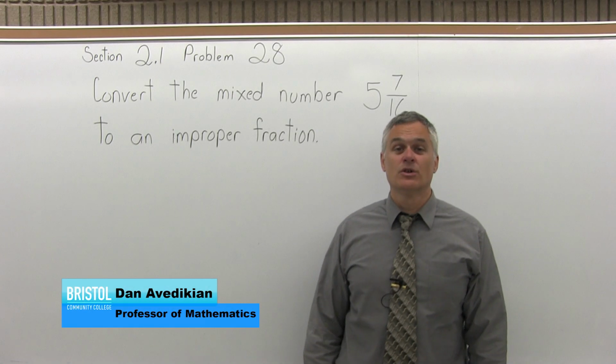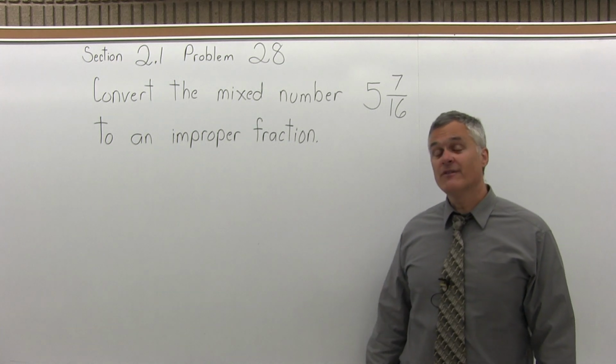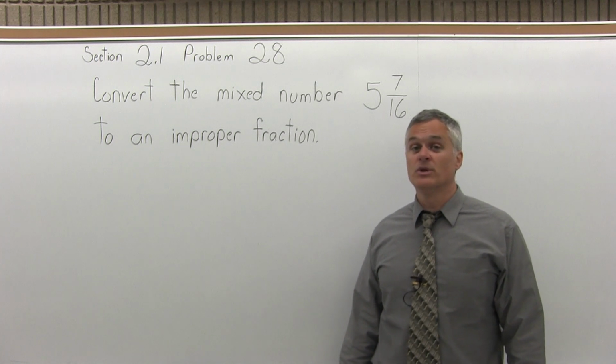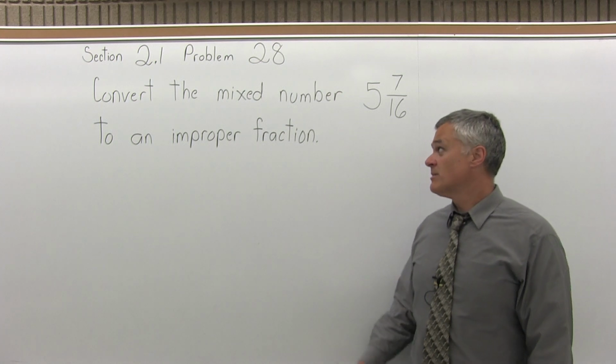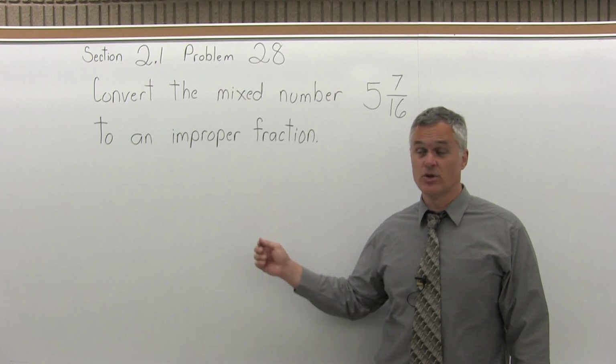This is Section 2.1, Problem 28. It says convert the mixed number 5 and 7/16 to an improper fraction. So by improper fraction, we don't want a fraction that has a larger numerator than denominator.